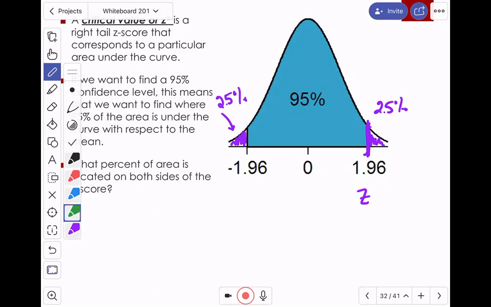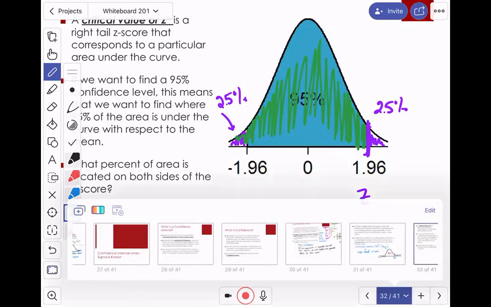In order to do that, I need to find the area to the left of this particular value. How much area is to the left of this value? 97.5. Good job. This is 97.5 that you're looking at, by the way. So what I want to do then, I want to find the z-score that corresponds to 97.5% of the data. So what can I do? I just go to my chart.